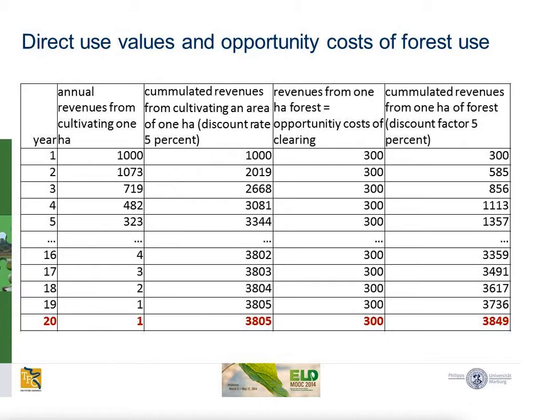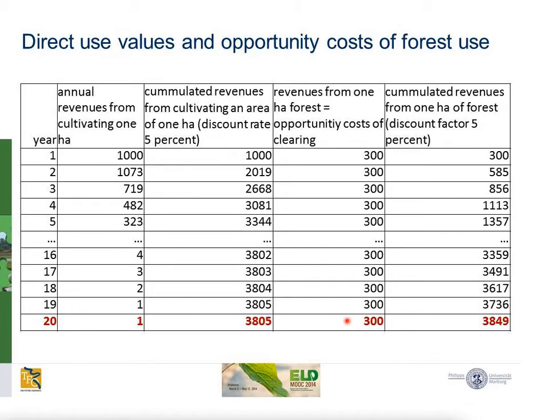Of course, you cannot look only at a 1 year period, because as I said, the fertility of the field decreases quickly, as you can see here in the first column. Let me see whether I can show this. Yeah, so here you see how the fertility goes down and therefore the income of the field, while what you receive from the forest is constant, this doesn't really change.